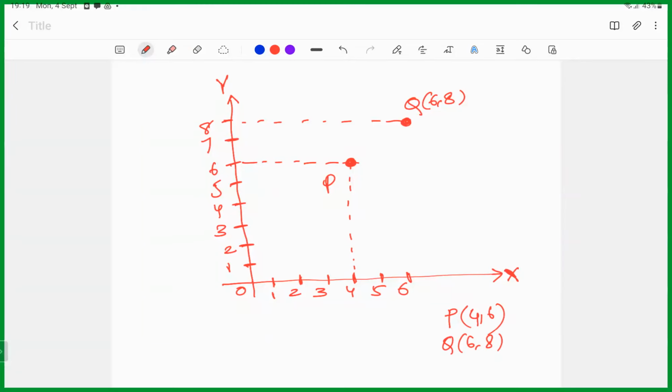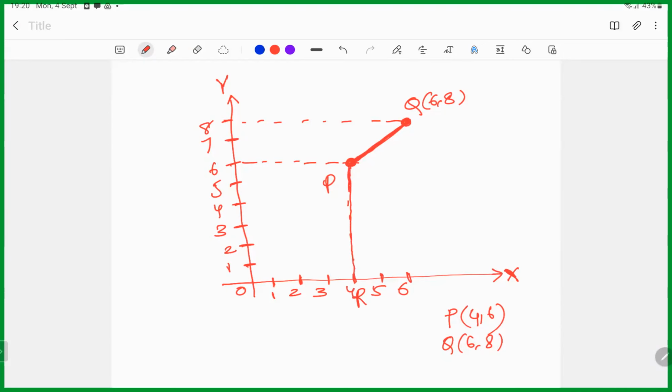So we need to find the distance between the points P and Q. Okay, now let's see how we can find it out. Do they lie on a coordinate axis? No, right? Point P is not lying on a coordinate axis, and point Q also is not lying on it. So let us draw PR, which touches the coordinate axis.